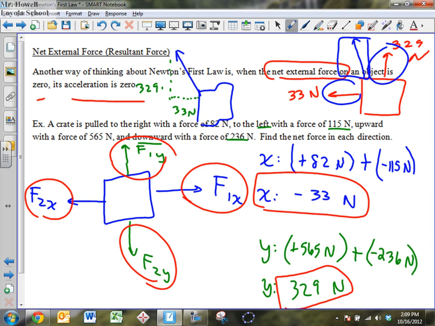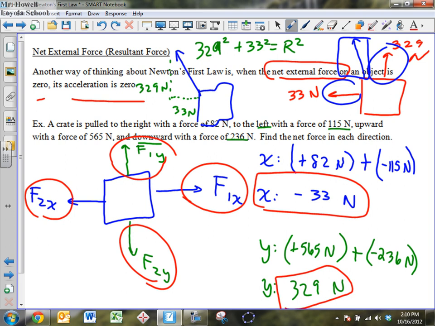Isn't that what it is, really? 33 left, 329 up. If I want to find what it actually is, it is like the slope. Try it. Please. Try 329 squared plus 33 squared equals r squared. Solve for r.